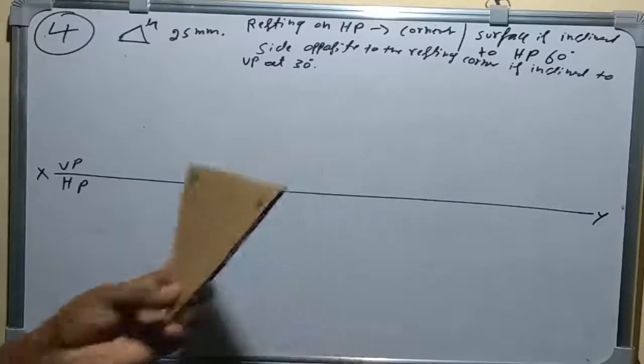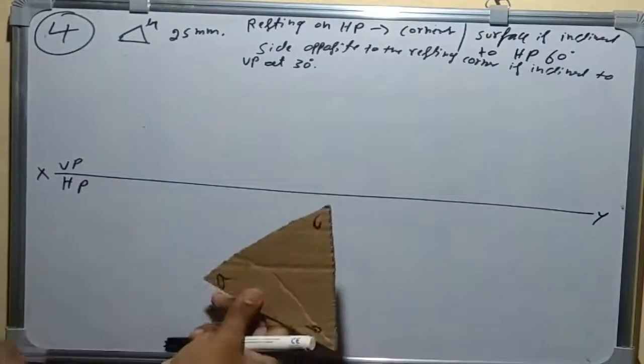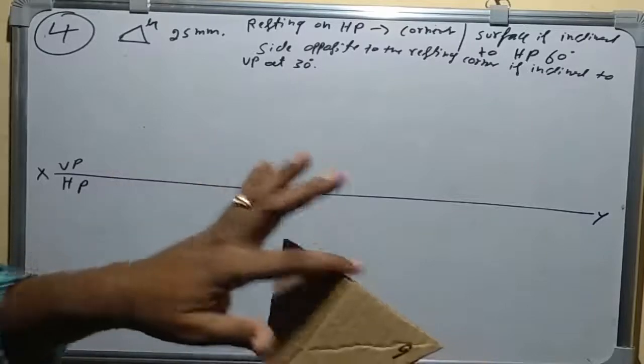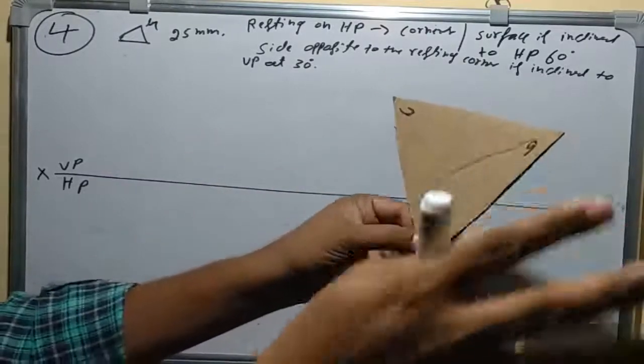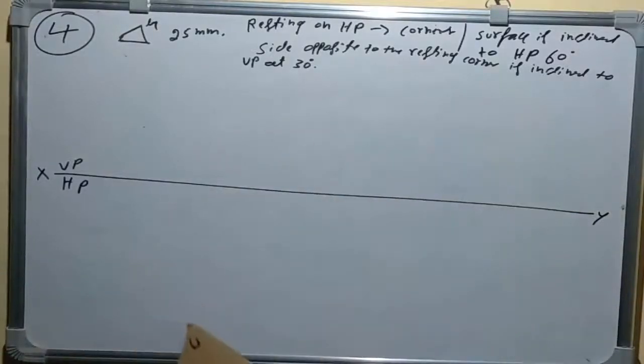So how can we make it? We can draw the 30-degree line. After finishing this, we take this side and keep it on that 30-degree line, and then we get the final front view in the VP. Like this we need to solve this problem.